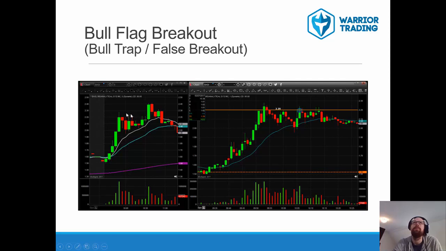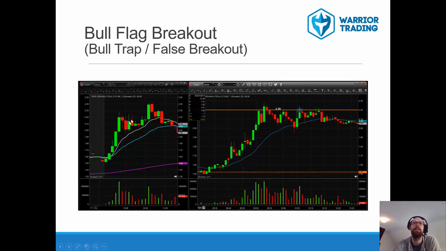This is a bull flag breakout, a bull trap, a false breakout. So right here, and this is important to be able to identify these, you have this false break where this candle made a new high over 2.20. We made the new high, we broke 2.20, and then we came back down and pulled back. So why did that happen?